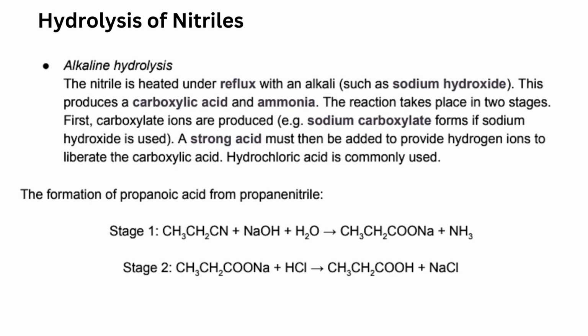The formation of propanoic acid from propane nitrile is shown in two stages. As you can see here, in stage 1, propane nitrile reacts with alkali to form the salt of propanoic acid. In stage 2, the salt of propanoic acid reacts with HCl and forms propanoic acid and NaCl.